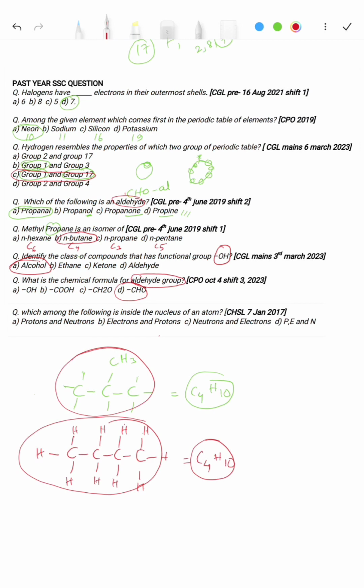Which among the following is inside the nucleus of an atom? That is Combined Higher Secondary Level 7 Jan 2017. If you see, protons and neutrons are inside the nucleus. Electrons are outside the nucleus, so the options which have electrons can also be eliminated. So the right answer is option A.